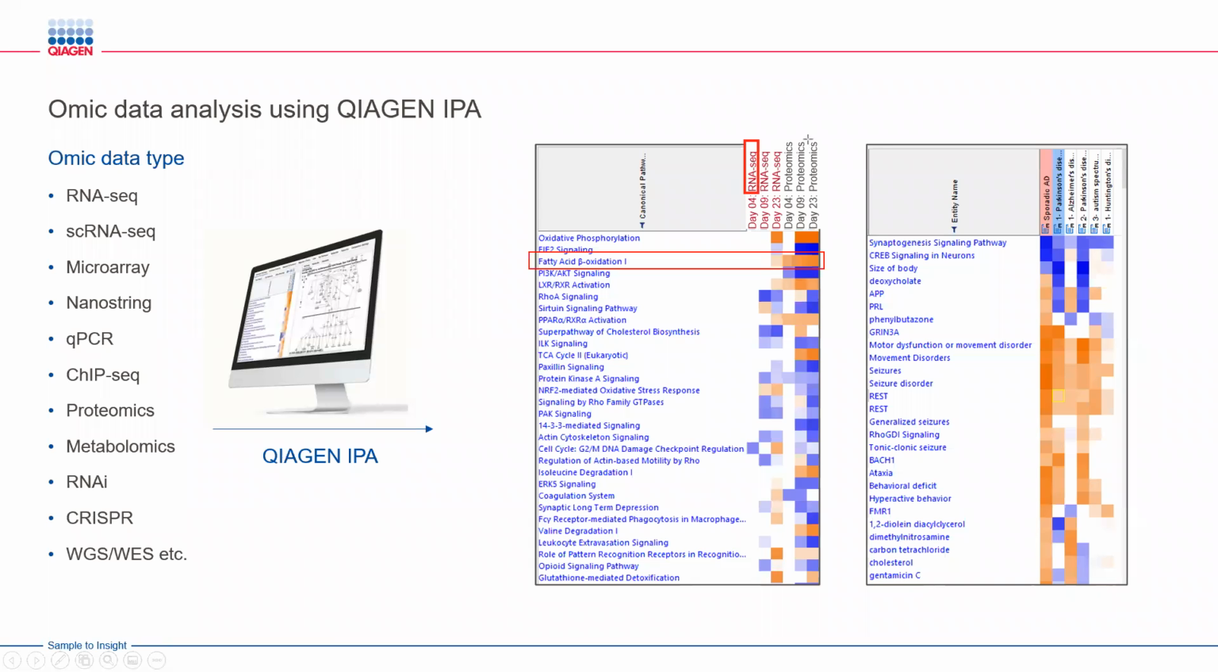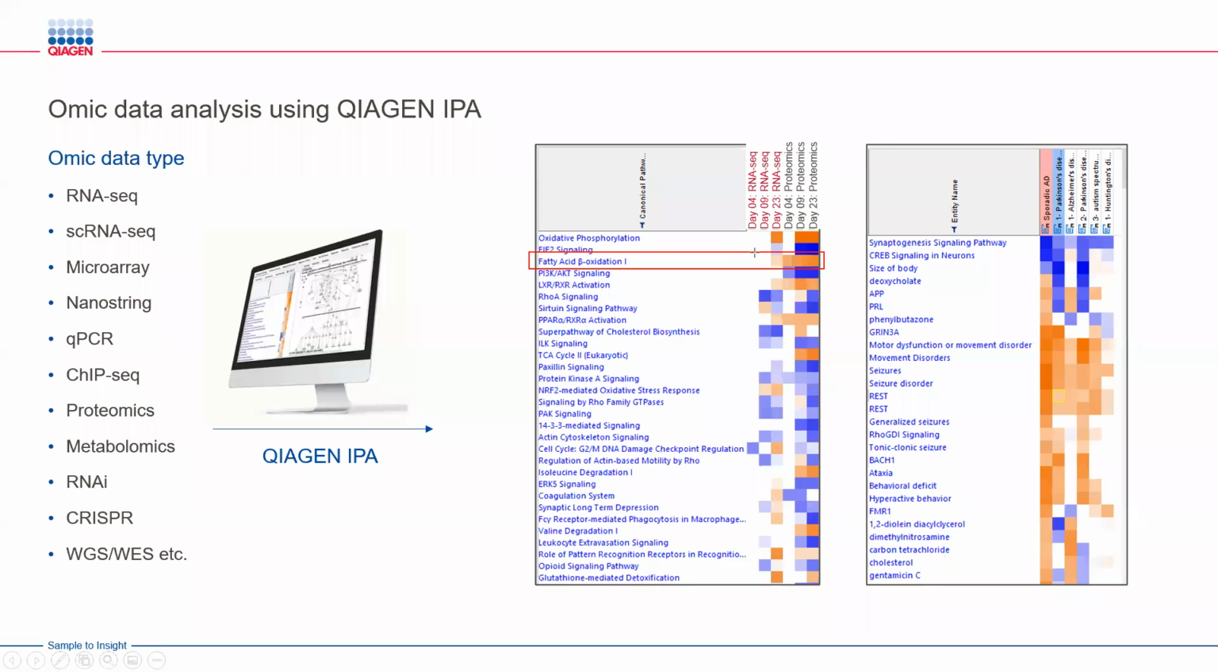So here you can see we have RNA-seq data and we are comparing it with proteomics data. And you can also see we have 3 different time points that you're working with. So this is day 4, day 9, day 23. These are different time course treatments that were performed for these omic data sets. And as you can see, this fatty acid beta oxidation pathway is activated in a time-dependent manner in both RNA sequencing data and in proteomics data.